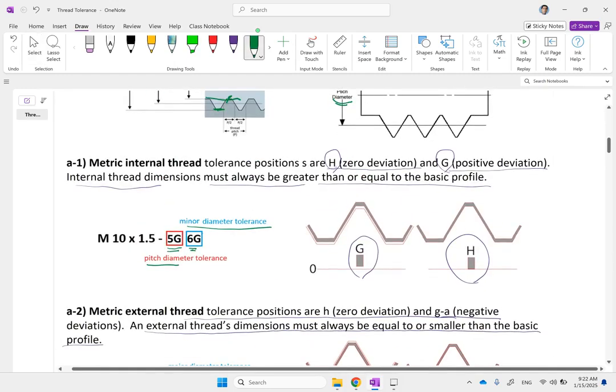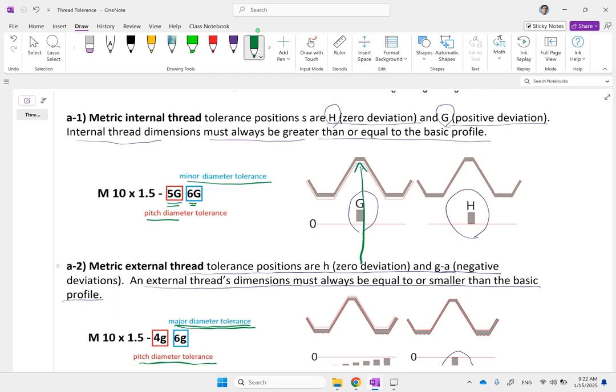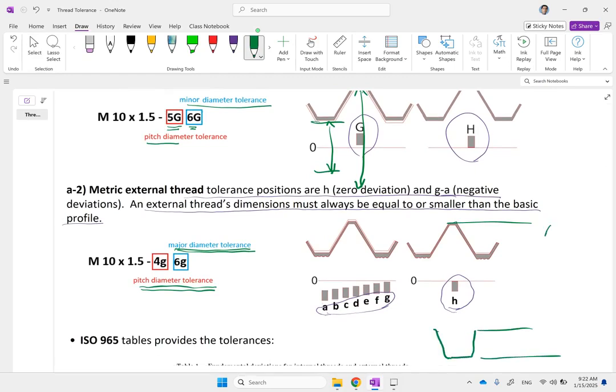These are the things that you can inspect. And of course, that's the case because for an internal thread, measurement of the major diameter is not something you can easily do, but the minor diameter you can do by a caliper easily. The same thing for externals. For externals, measuring the external diameter is something you can do with the caliper easily, but internal is not as easy. Okay? What about pitch?